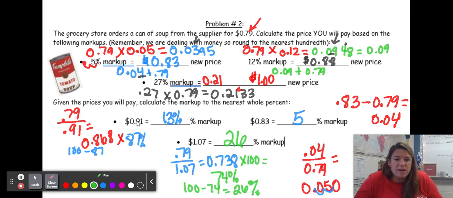Pause the video here and see if you can do this last problem on these notes on your own. All right, guys, hopefully you got 26%, no matter which method you did, this one on the left or the one on the right. I did the one on the left. So I divided the original amount they bought by the price you're going to pay, and then I multiplied that by 100 and subtracted it from 100% to get my 26%.